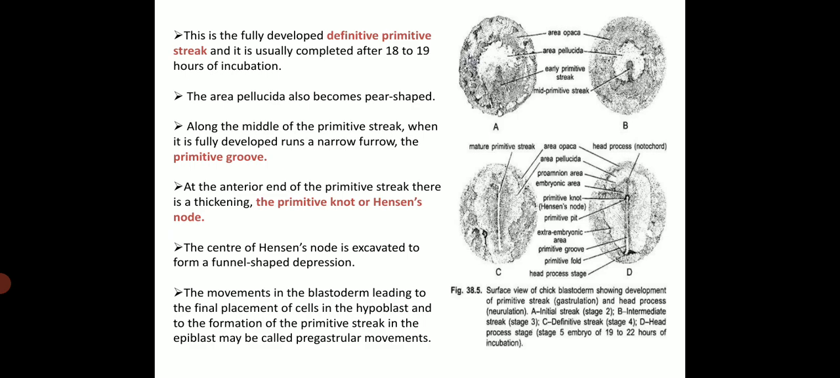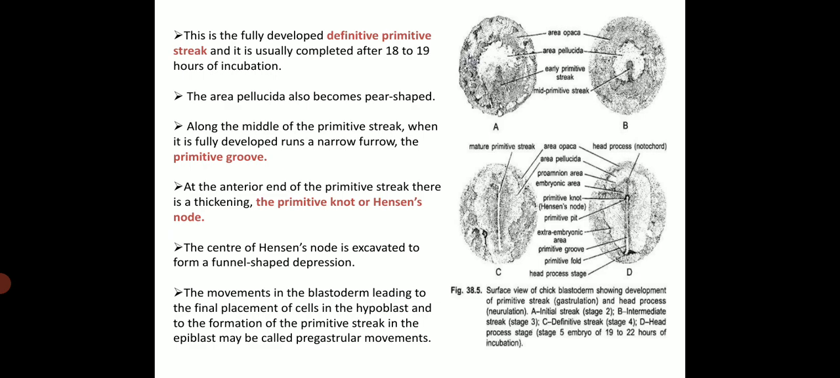In picture D, you can see the different regions in the area pellucida. It starts with the primitive streak, and you can see the primitive groove there. At the anterior end of the primitive streak, there is a thickening, which we call the primitive knot or Hensen's node. The center of Hensen's node is excavated to form a funnel-like depression, which we call the primitive pit.